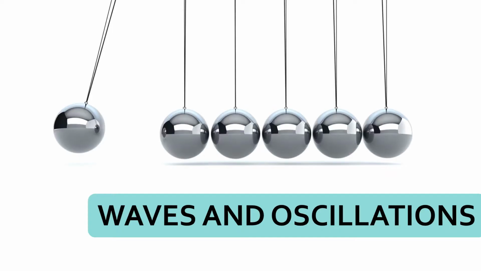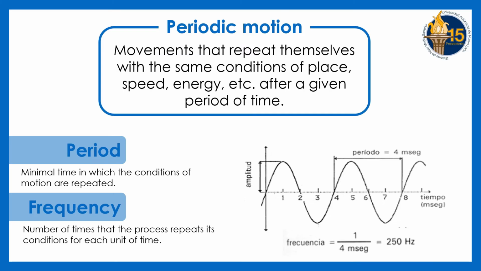Waves and oscillations. First, we need to define periodic motion. These are movements that repeat themselves with the same conditions of place, speed, energy, etc. after a given period of time. The period is the minimal time in which the conditions of motion are repeated. And the frequency is the number of times that the process repeats its conditions for each unit of time.